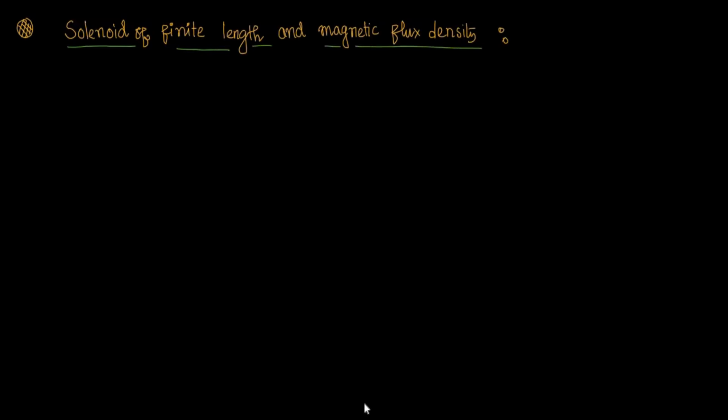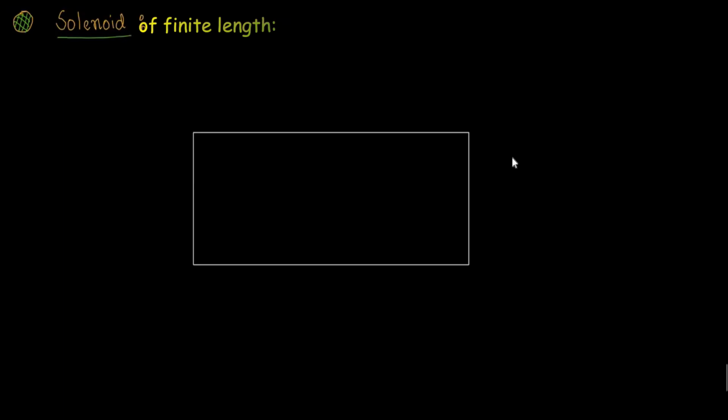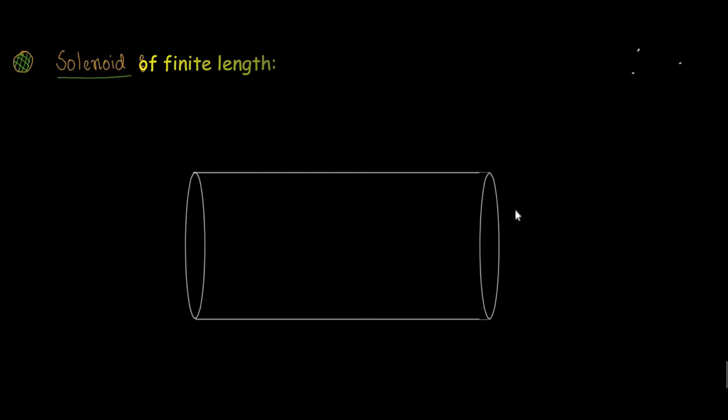Solenoid of finite length, and the magnetic flux density at the midpoint on the axis of this solenoid of finite length. That is, we have to know the expression of magnetic flux density due to a solenoid of finite length. Here we have to consider a solenoid of finite length, and we are drawing a diagram.